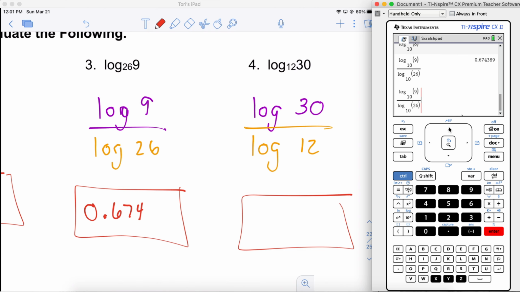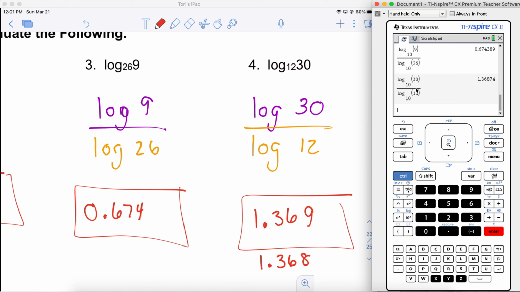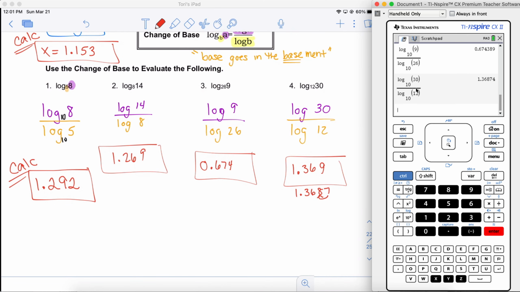Copy, paste to make my answer for number 4. I'm going to change the top one to a 30, bottom one to a 12. This one's going to require some rounding, so we're going to get 1.369. Because it was 1.3687, that 7 tells the 8 to round up to a 9. If you need to pause anything on this screen, go ahead.